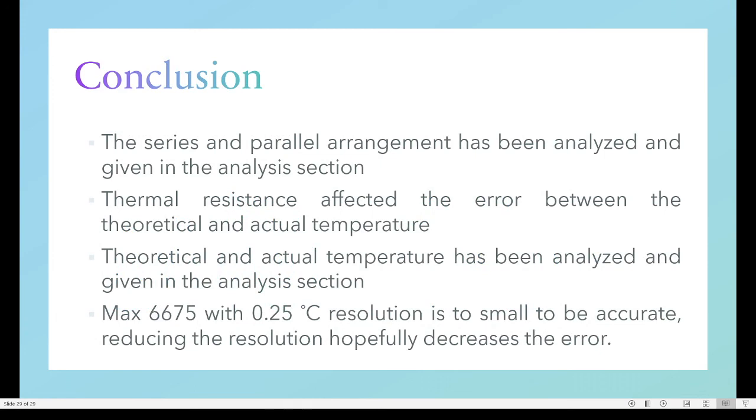From the analysis and the experiment, we could draw a conclusion where the series and parallel arrangements have been analyzed and given in the analysis section. The thermal resistance affected the error between the theoretical and actual temperature as explained before. Theoretical and actual temperature has been analyzed and given in the analysis section. The MAX6675 with 0.25 degrees Celsius resolution is too coarse to be accurate. Improving the resolution hopefully decreases the error.